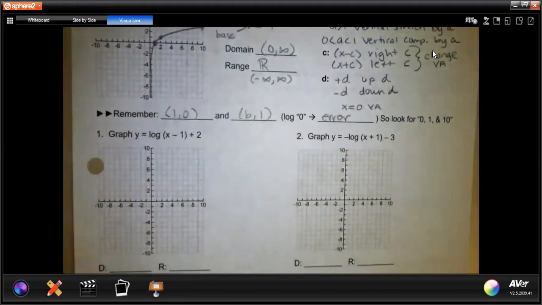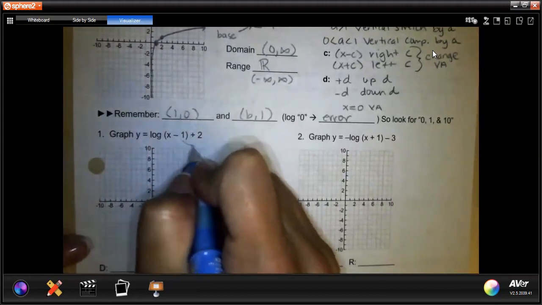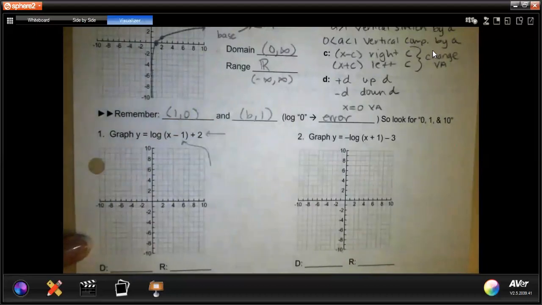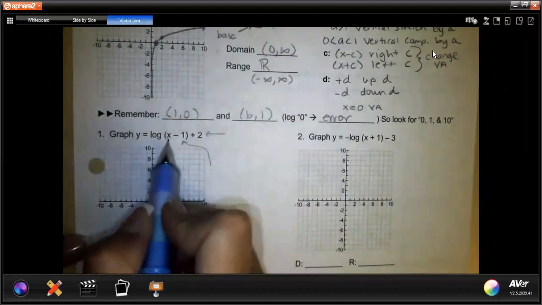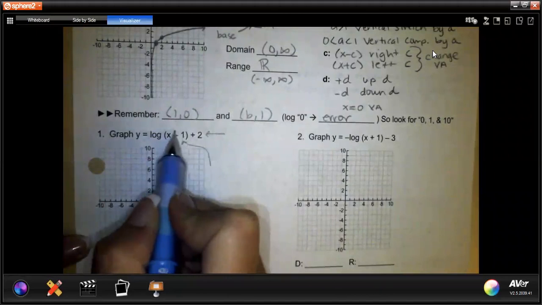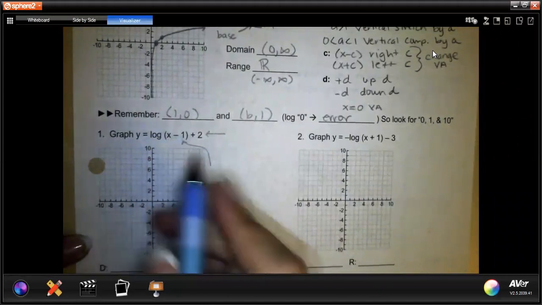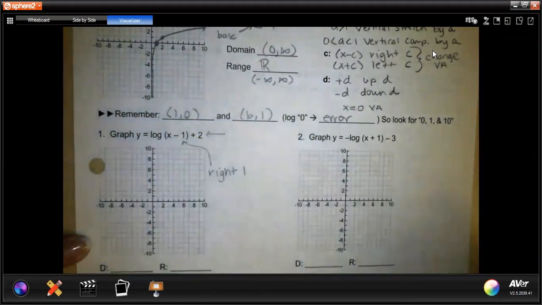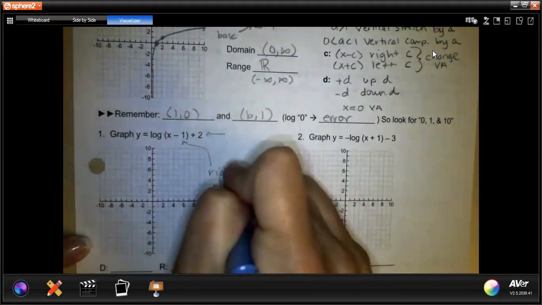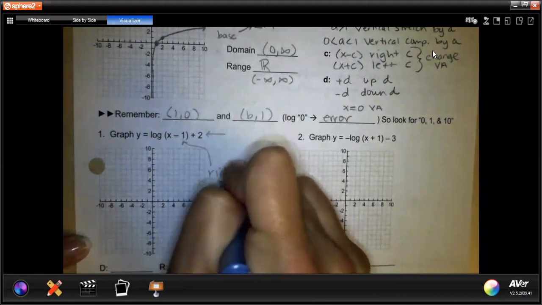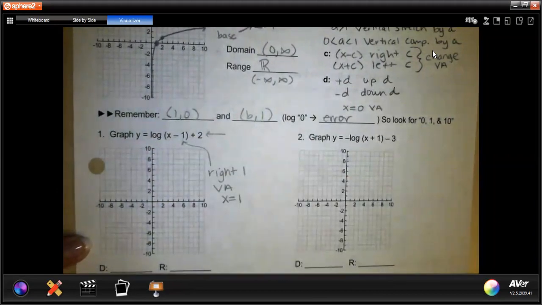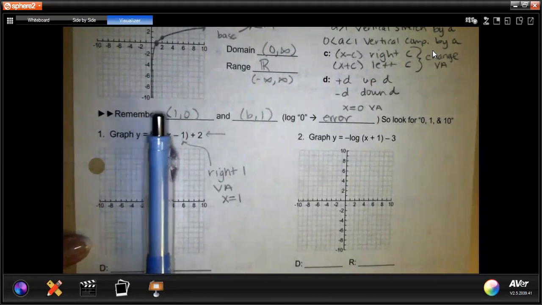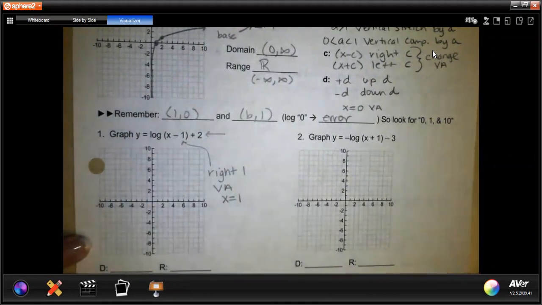All right, so when I look at this, I've got two transformations. I've got one right here at the 1, and then I've got one right here with 2. This is x minus 1 inside of the argument, so that's my left to right movement. That is going to move to the right 1. And we just said that changes the VA, our vertical asymptote. So our vertical asymptote is going to be at x equals 1. It was at 0. We're going to move it to the right 1, so it's going to go to x equals 1.